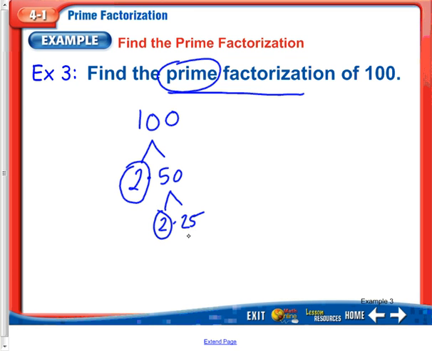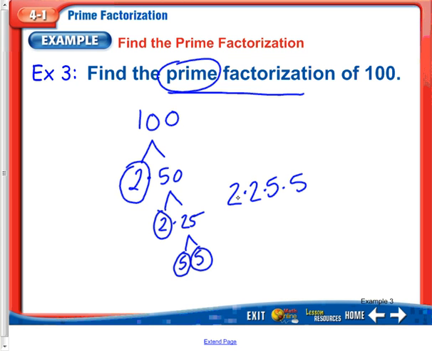Now, 2 won't go into 25, but I know that 5 will. So 5 times 5 is 25, and these are both prime numbers, so I'm going to circle both of them. Whenever you get to the bottom, when everything is circled, you know that you're done. Now, what you want to do is rewrite all these numbers as a multiplication product. So 2 times 2 times 5 times 5, and we know that if we actually do this, we're going to get 100.